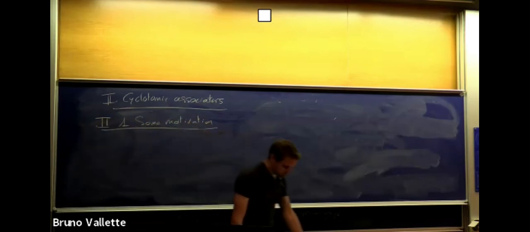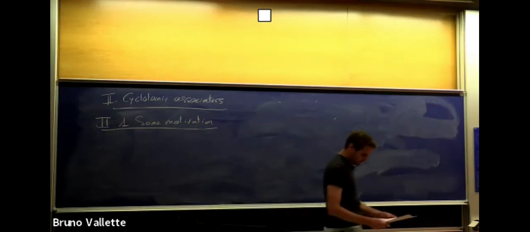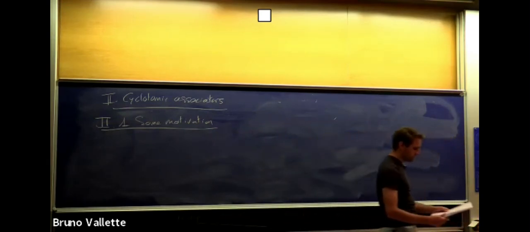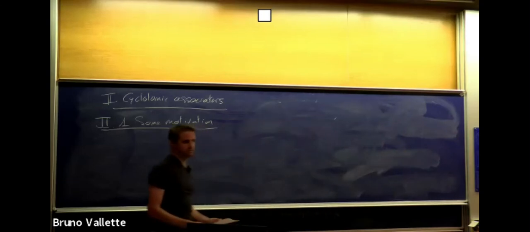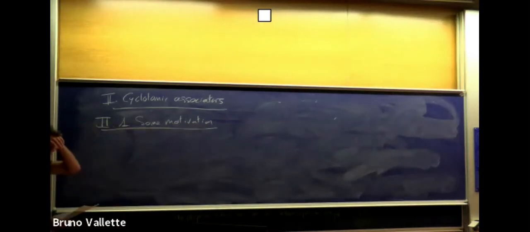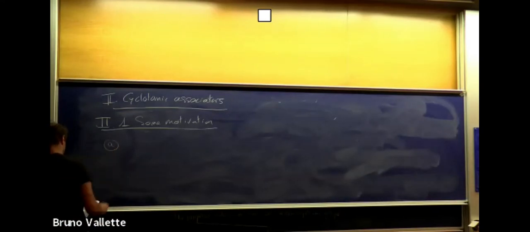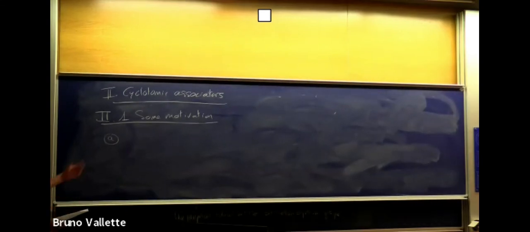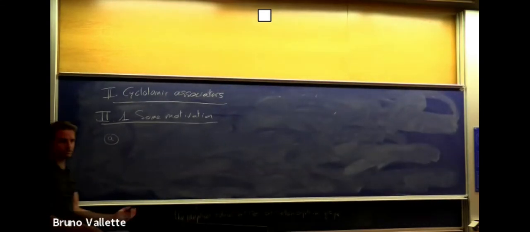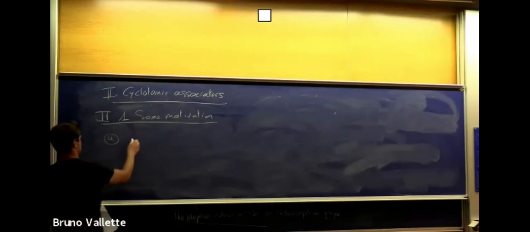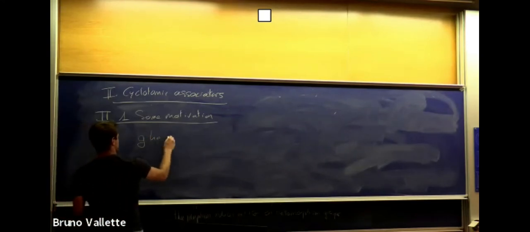So I want to give some motivation, which has nothing to do with operads, for why we look at this fancy object, called cyclotomic associators. One of the first motivations is the following. There is a version of the deformation problem that I talked about in the introductory parts yesterday, which now involves some Lie algebra.